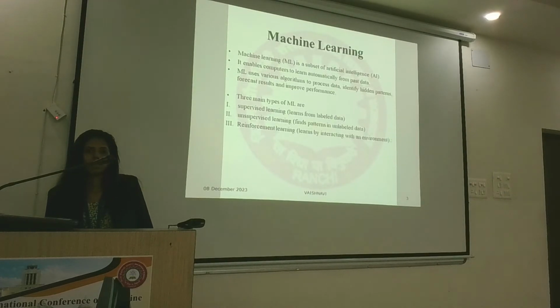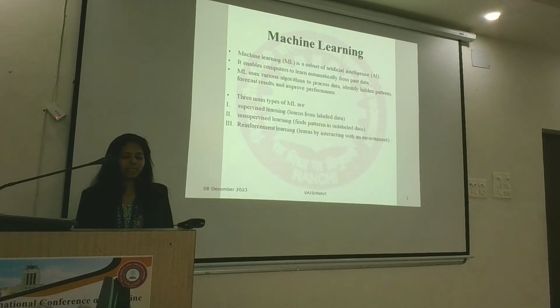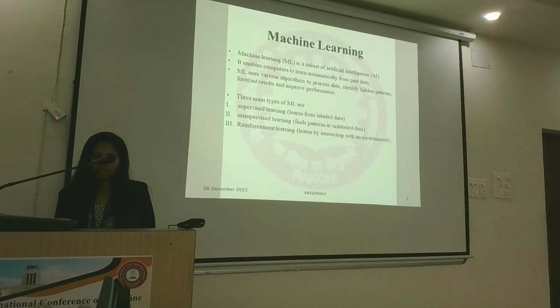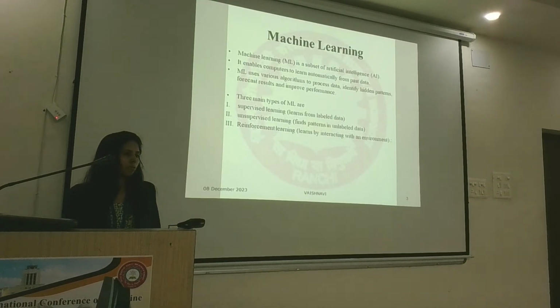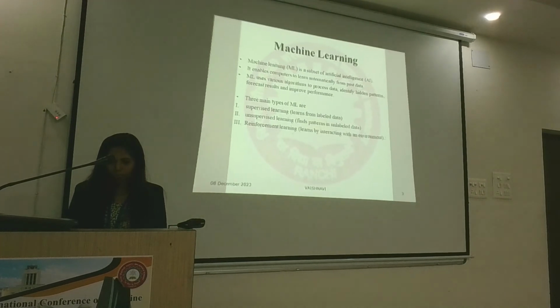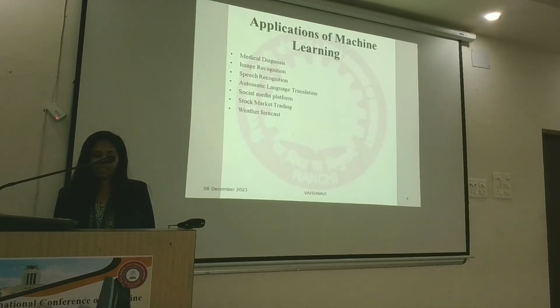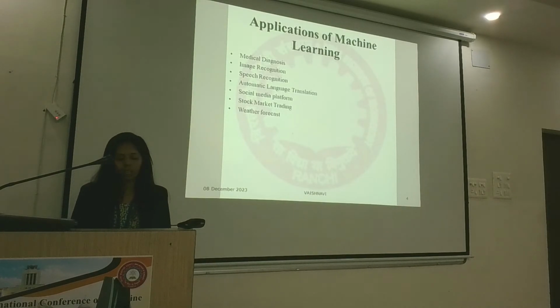Now, what is machine learning? Machine learning is a subset of artificial intelligence. It enables computers to learn automatically from past data. Machine learning uses various algorithms to process data, identify hidden patterns, forecast results, and improve performance. Three types of machine learning are supervised machine learning, unsupervised machine learning, and reinforcement learning. Next, applications of machine learning include medical diagnosis, image recognition, speech recognition, automatic language translation, social media platforms, stock market analysis, and weather forecast.